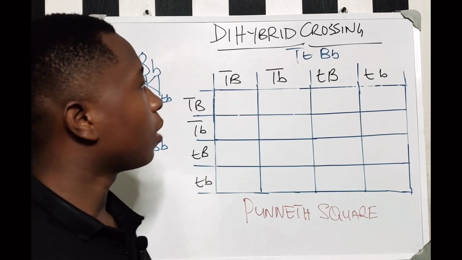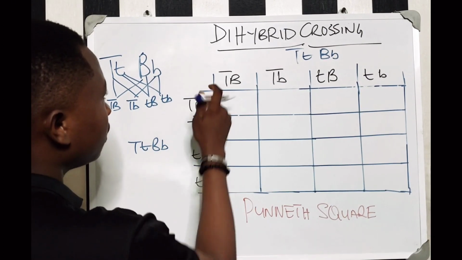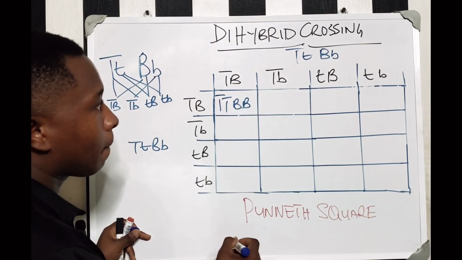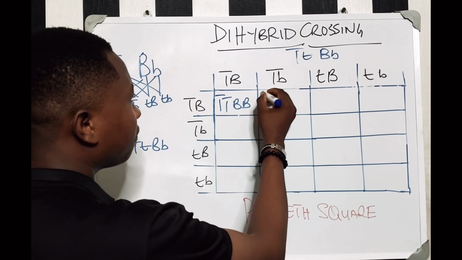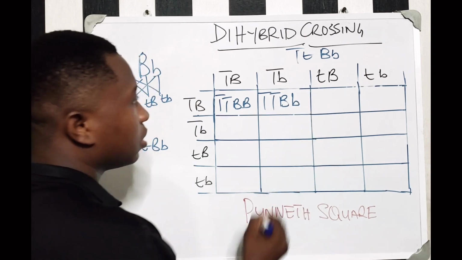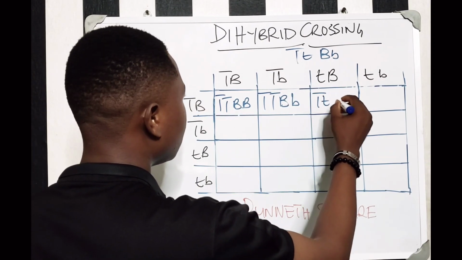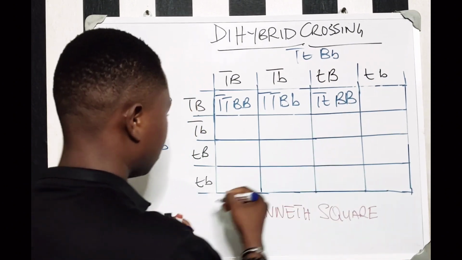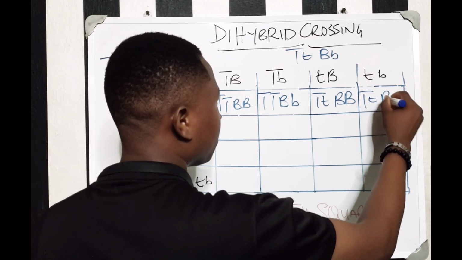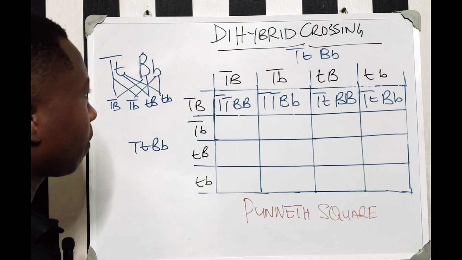Okay, so crossing this now, what do you think we are going to have? This will have TT BB. Over here we would have TT capital B and small b. Over here we would have TT capital B and capital B. Over here we would have TT capital B and small b. Okay, let's move to the next line.